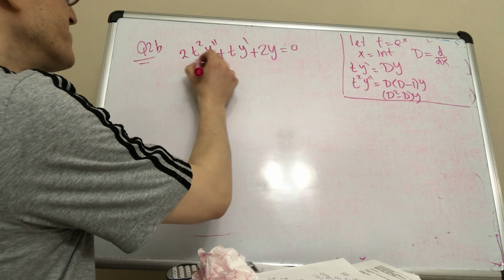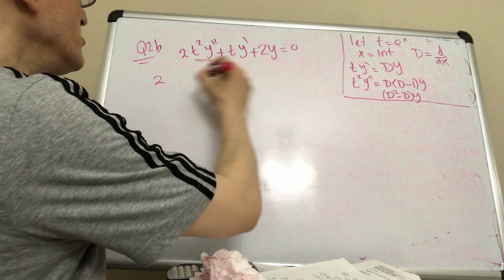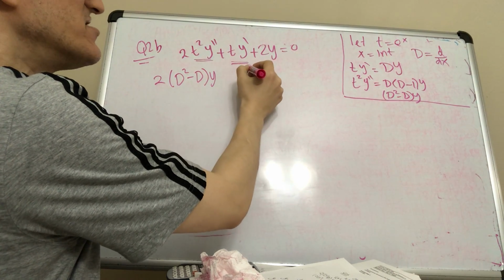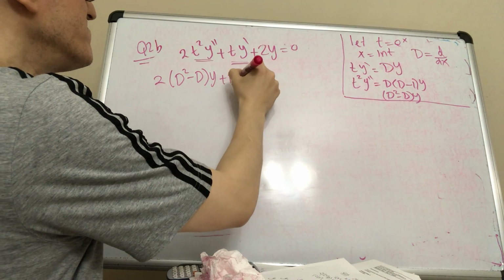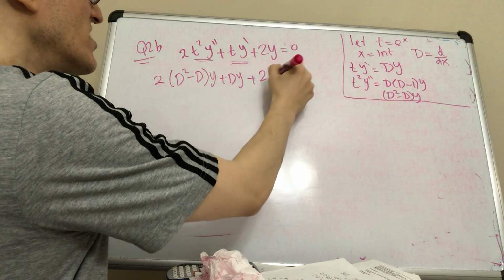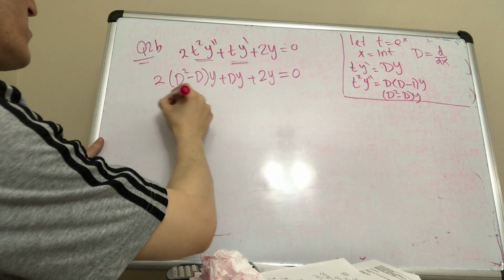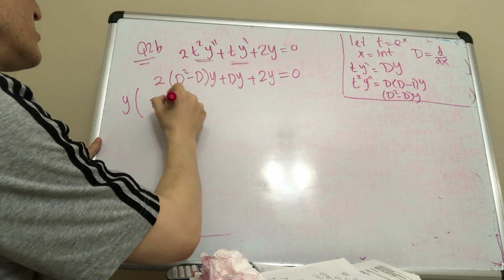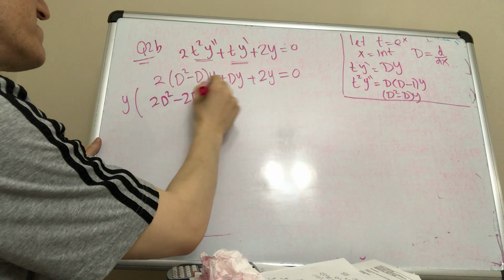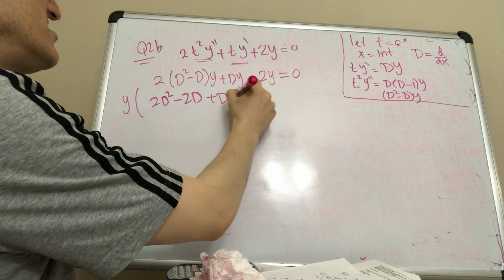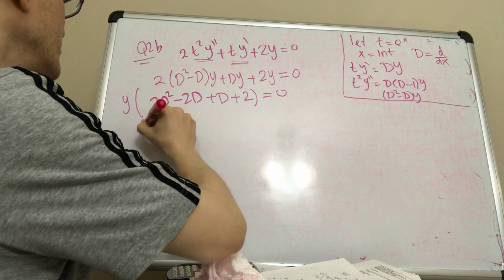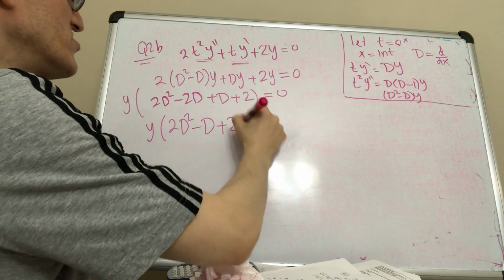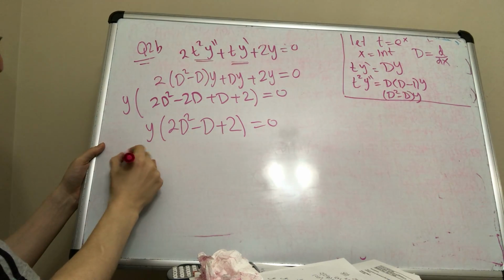So this, you will substitute D squared minus D, times y. This, you put Dy. And this would be 2y. Now take the y out. Here you have 2D squared minus 2D left. Here you have D. Here you have 2. 2D squared minus D plus 2 equals 0. You set this to 0.